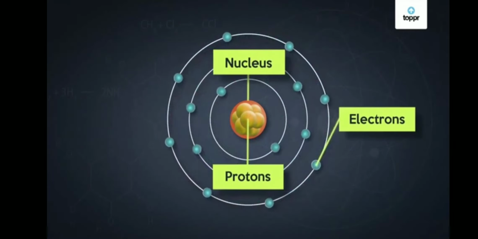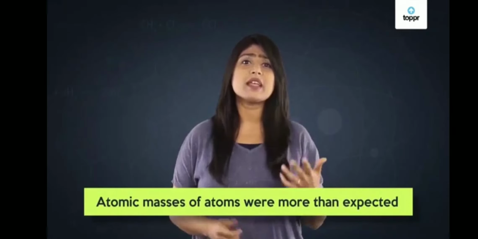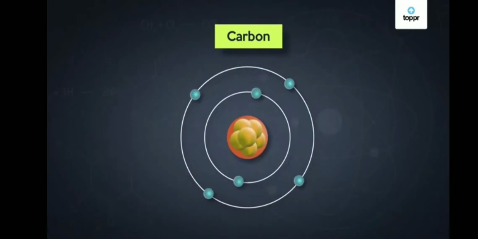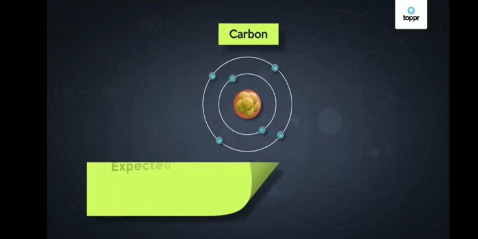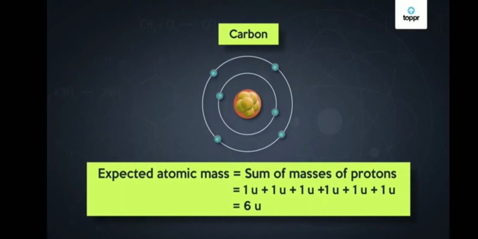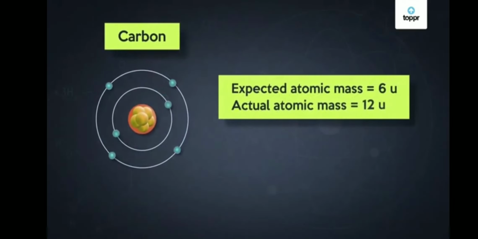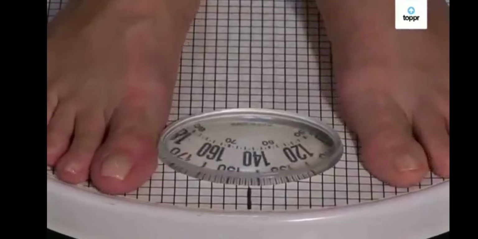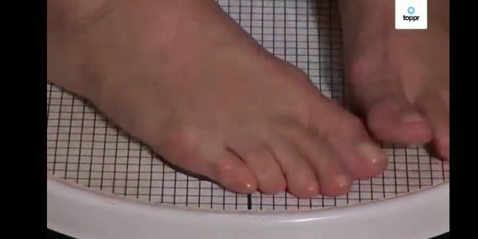But that's not the end of the story. When scientists estimated the atomic masses of different atoms, they realized that the masses were more than expected. For example, a carbon atom containing 6 protons should have an atomic mass close to 6 U. But the mass was actually found to be 12 U, double of what's expected. Scientists were lost. Wouldn't you be baffled too if you weighed double than what you expected?